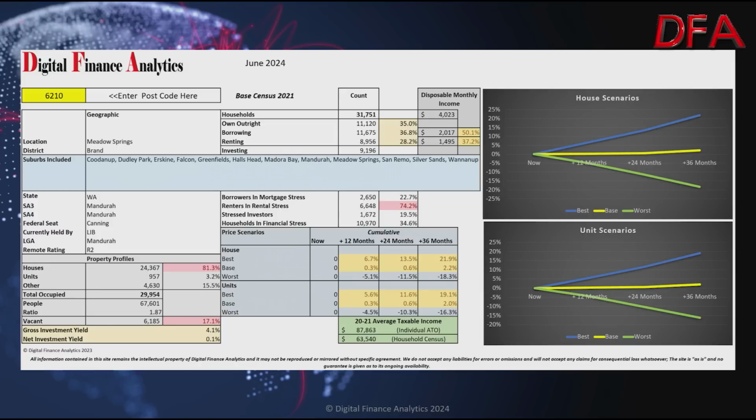Looking at the scenarios, there is still a scenario where in the best case we see significant price growth over the next 3 years, maybe as high as 21%. The base case, which is probably more likely, is a small rise. The worst case is a fall, maybe down 18% over 3 years, again, based on the scenarios. Units behaving a little less severely, as we often see.